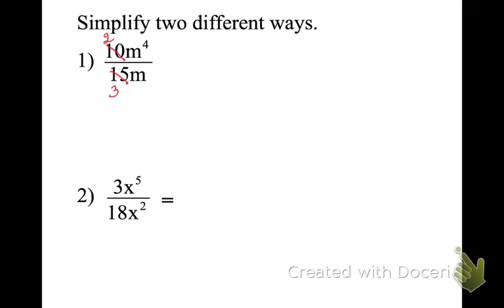Now, what's the greatest amount of m's that we can divide out? I can take 1 out of the denominator, and I'm not left with 0, I'm left with 1. And I can take 1 out of m to the 4th, and that would be m to the 3rd. So altogether, that makes 2 m to the 3rd over 3. Okay? Now try the next one. Pause the recording. Try the next one.